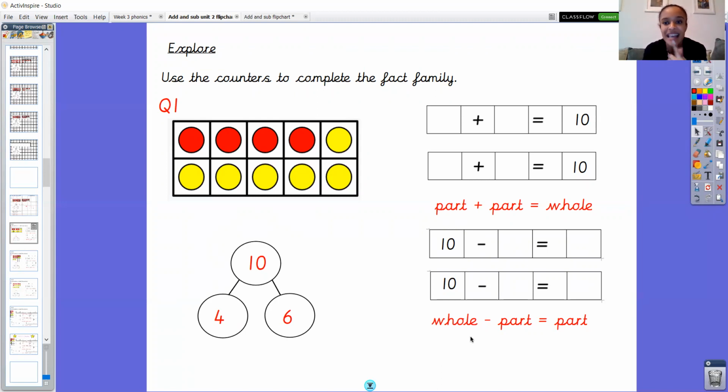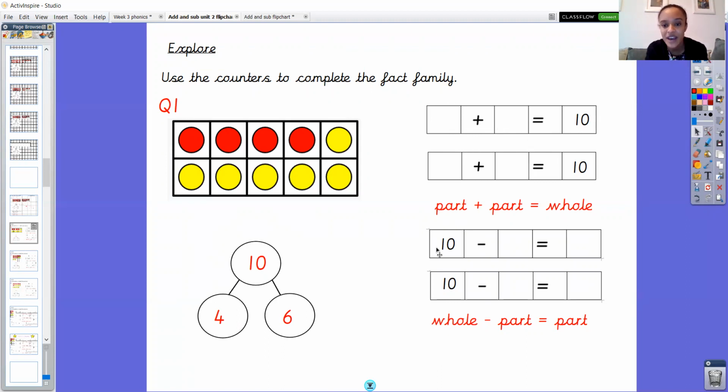Okay, so your job is, can you think of what the 4 number sentences are for this part whole model, for this tens frame, okay? So remember, part add part equals 10. Part add part equals 10. Remember, you've got to swap them around so they're not the same.